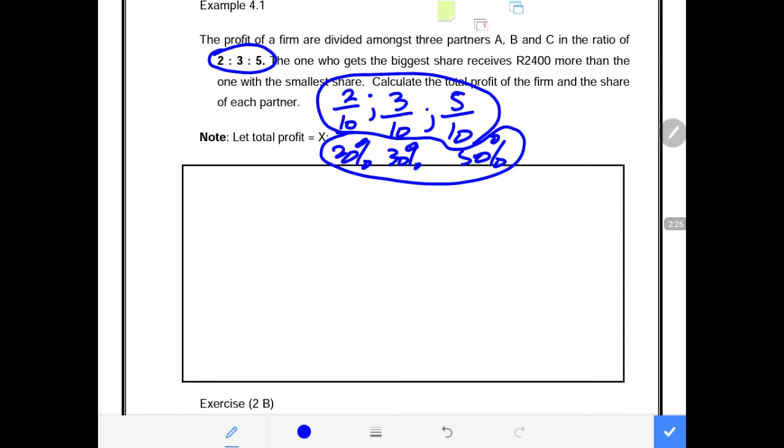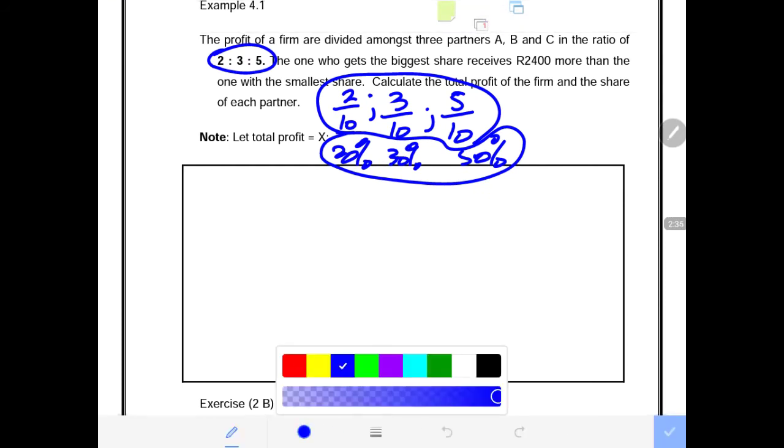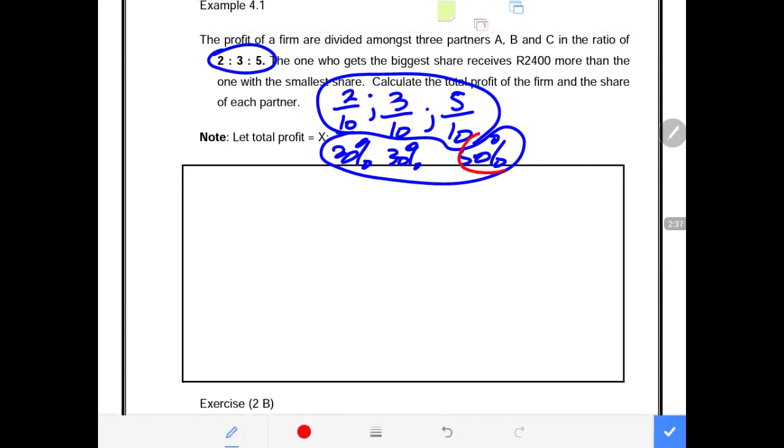accurate or correct numbers. Now that means out of the profit that we don't know, partner C is sharing 50%, and out of the profit that we don't know, partner B is sharing 30%, and out of the profit that we don't know, partner A is sharing 20%. Remember, I am not in percentage, I am in fractions.